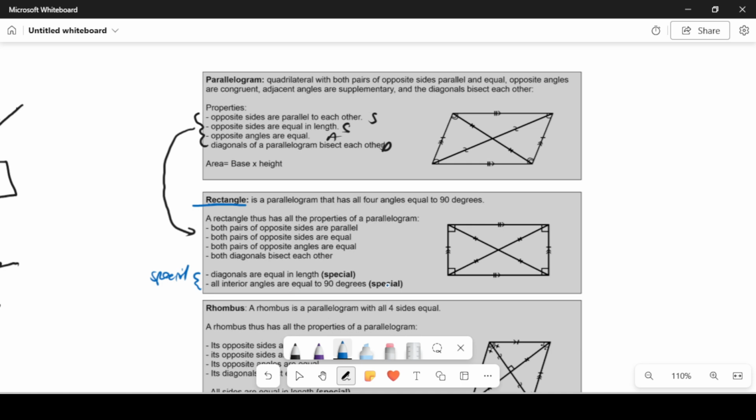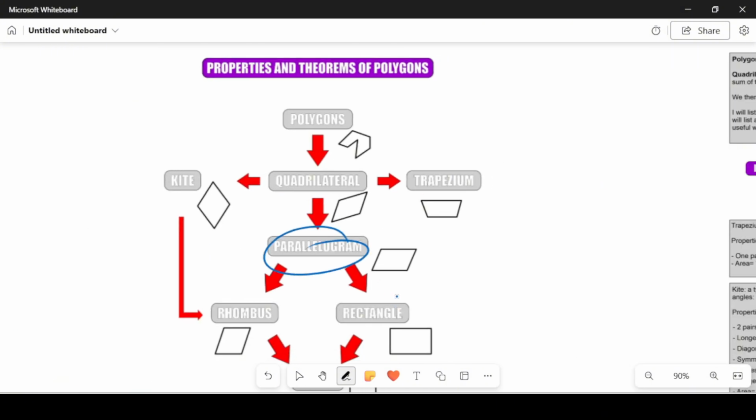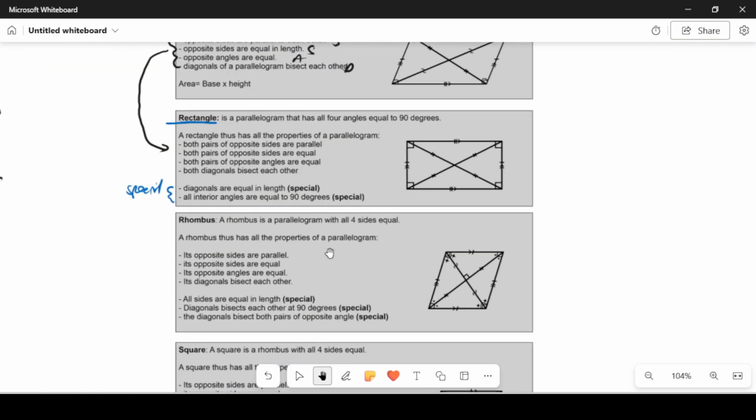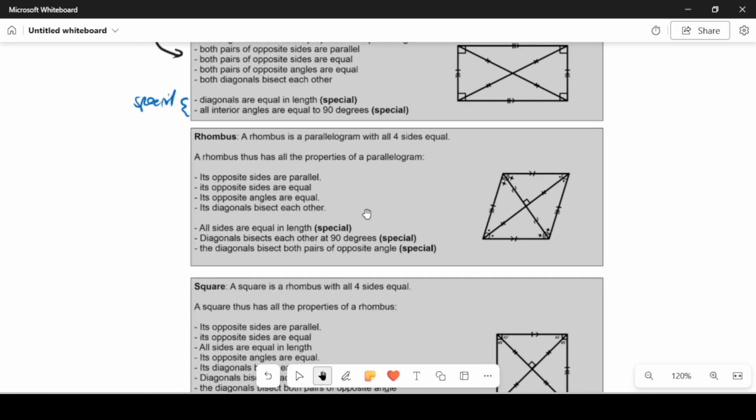And all interior angles are equal to 90 degrees. So these angles here equal 90 degrees. That's not what we can say about a parallelogram. So that's what makes it different. Can you see that? So we're saying that it comes from a parallelogram. A parallelogram makes a rectangle. But what makes it different is the fact that the diagonals are equal and that one angle is equal to 90 degrees. Okay. Then we have a rhombus. A rhombus is a parallelogram with all 4 sides equal. Okay. So a rhombus is a parallelogram. What can we say?